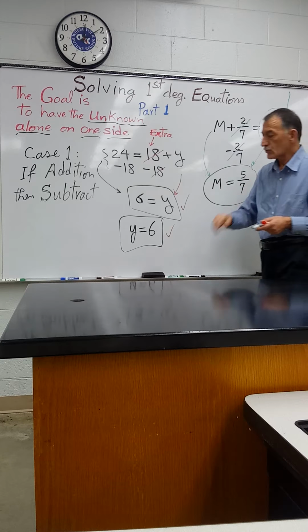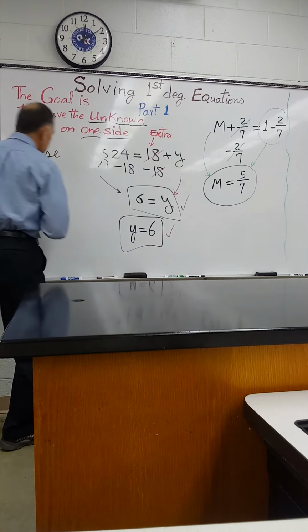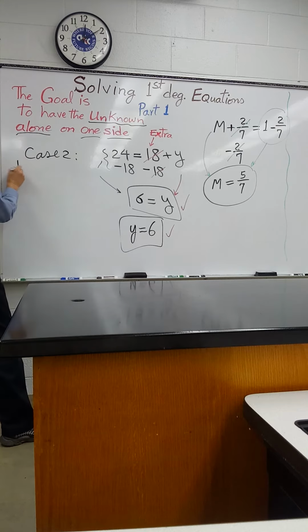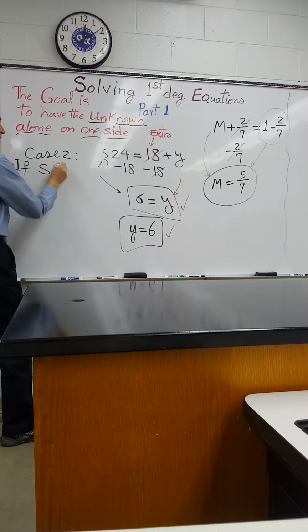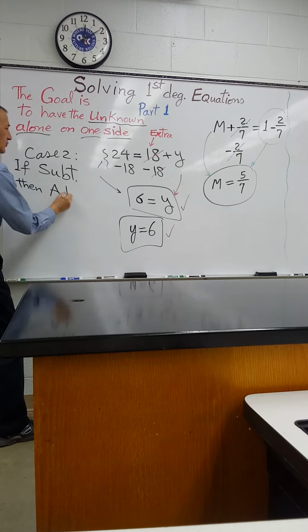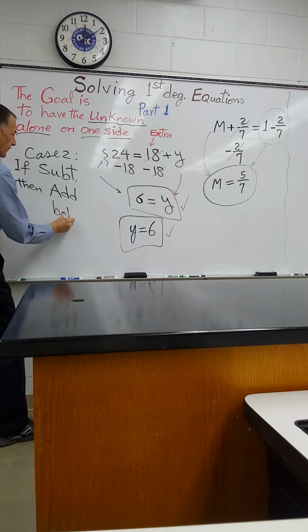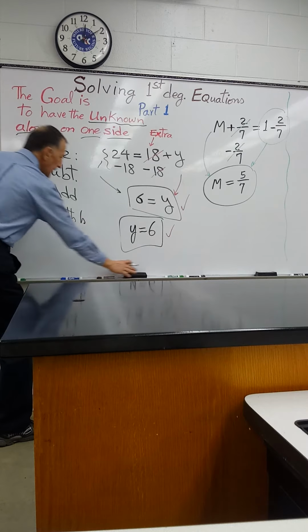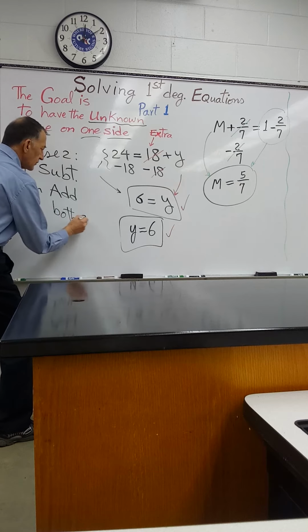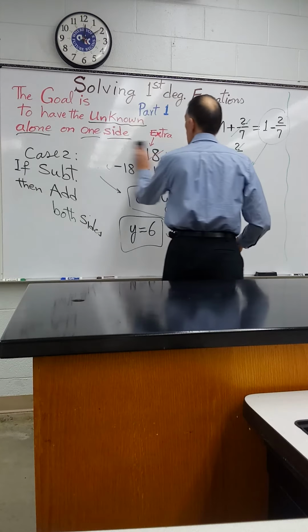Now let's go to case number 2, and case number 2 is the opposite of this case. So case number 2 is if you see subtraction, then you do the opposite of subtraction, which is addition. So if you see subtraction, then you add, and then the addition that you do should be on both sides. You add on both sides. It has to be both sides because you are treating the equation equally on either side of it. All right, let me give you one quick example of this one.